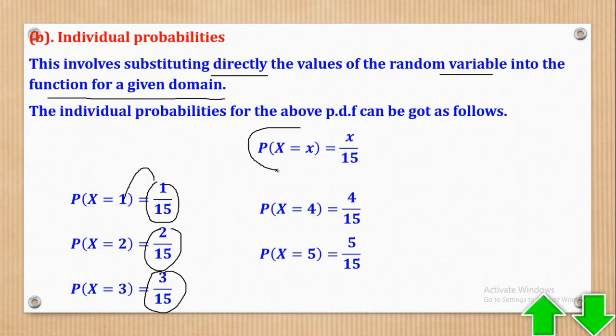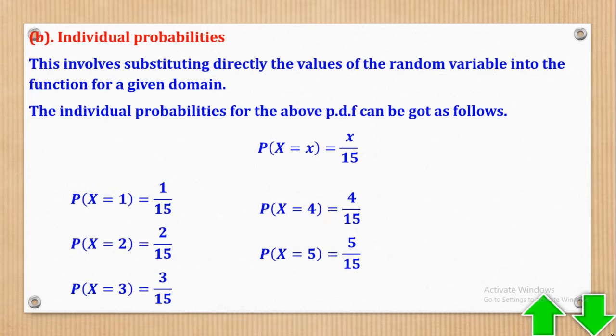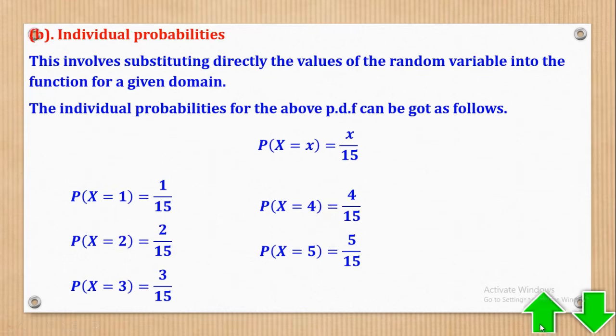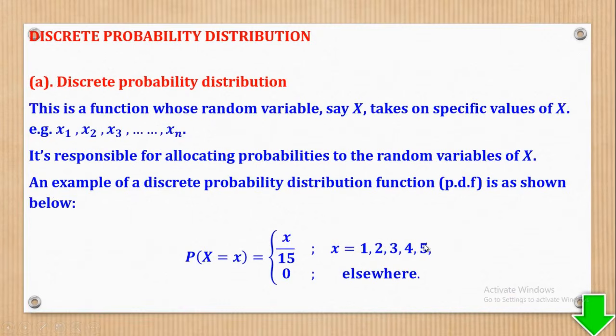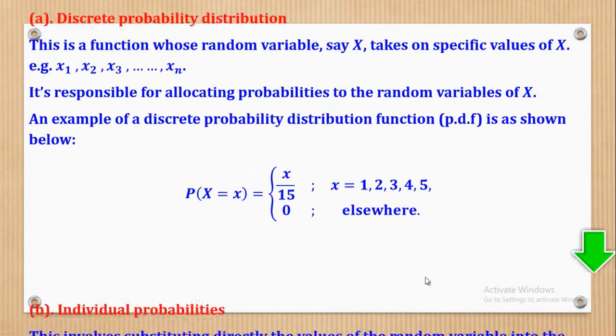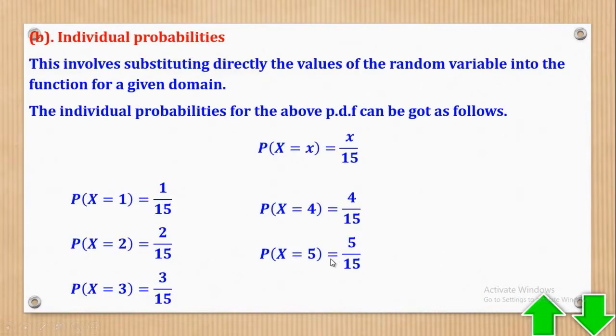Because this is the function we are interested in. X equal to 4, I come up with 4 over 15. X equal to 5, I come up with 5 over 15. So these are the individual probabilities for the function expressed in the above slide, which is this very function. We are stopping at 5 because the range which we have varied was from x equal to 1 up to x equal to 5. That is why we started from 1 and ended at 5.